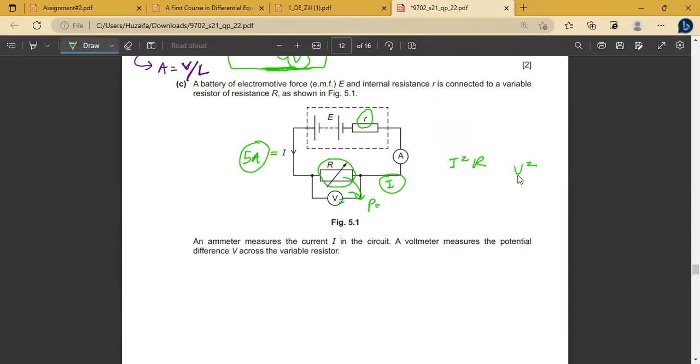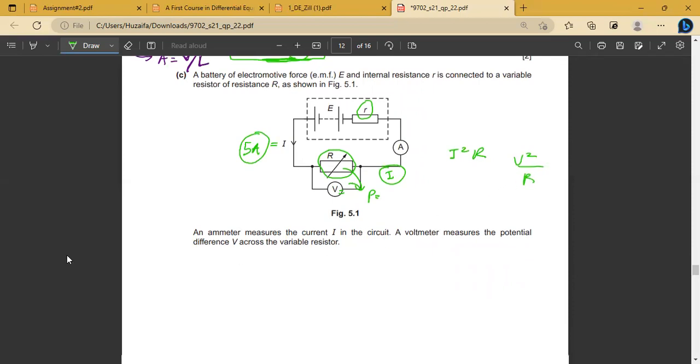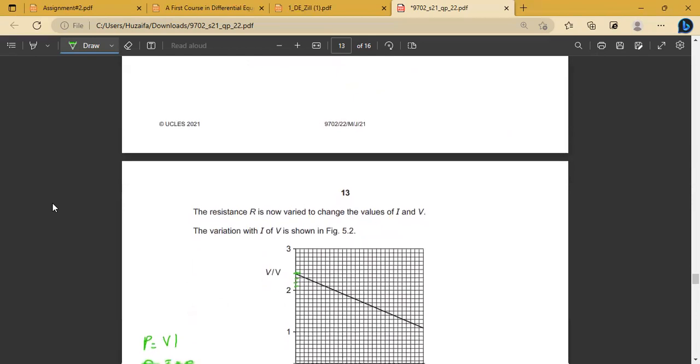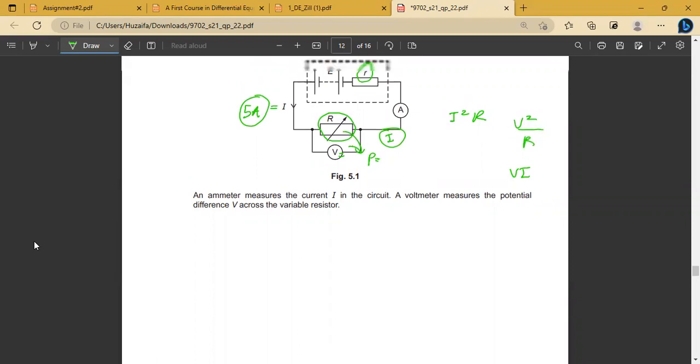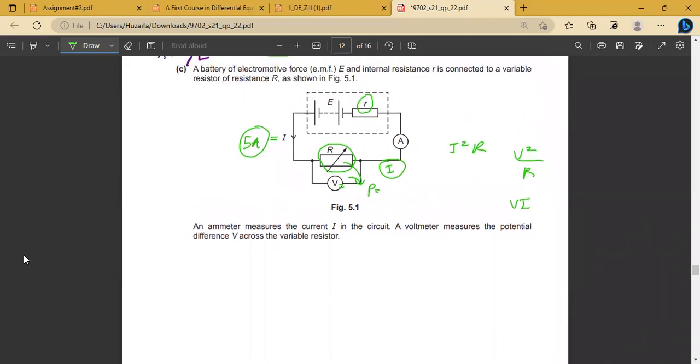And V square upon R, can I use that formula? It depends upon the scenario. And the third formula was VI. If I am able to calculate the voltage across my variable resistor, I can easily use the formula VI to calculate the power. I know the current value, but I don't know the voltage value. So how will I calculate the voltage value?